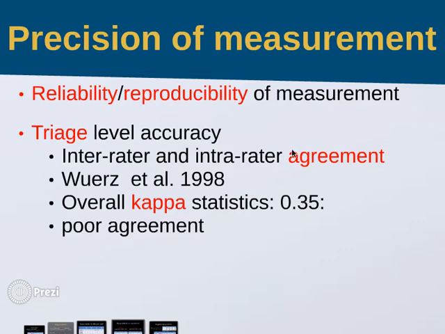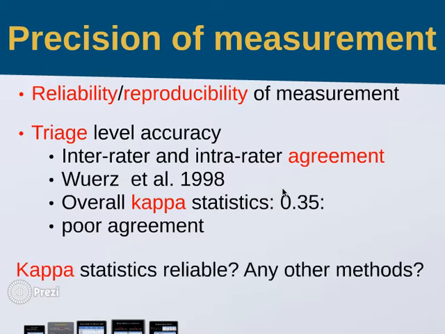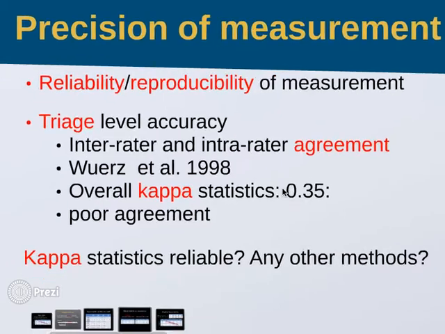There's one specific study that tried to compare different triage nurses in terms of their performance in doing their triage task. And this study concluded that the overall kappa statistic is 0.35, so the triage nurse is doing a lousy job, so they need Michael to come in to improve their triage capability. So is that true? Is kappa a really good statistic? Is there any other method?